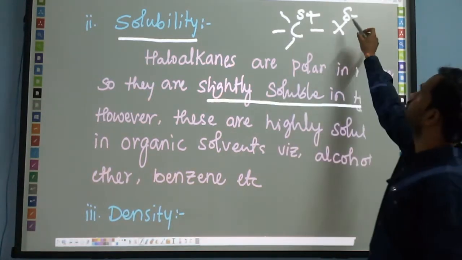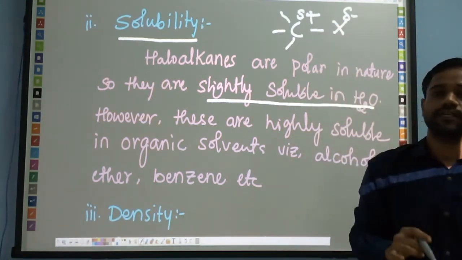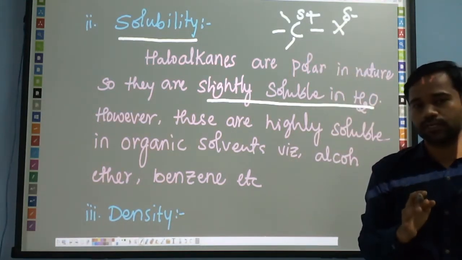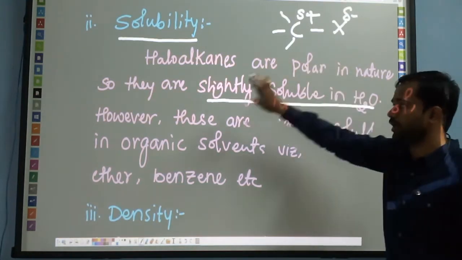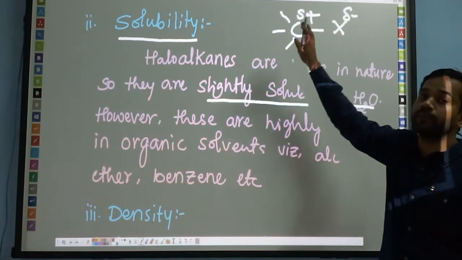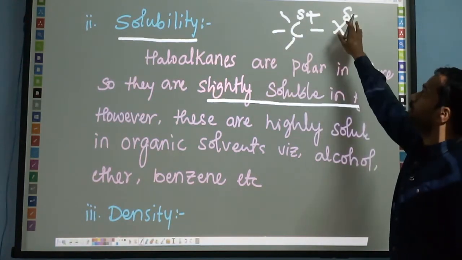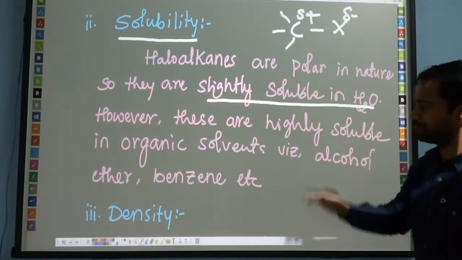Delta minus and delta plus mean a small percentage of negativity and a small percentage of positivity are present on the molecule. That's why they are slightly soluble, because they do not have permanent charges. It's not permanently negative, and it's not permanently positive.